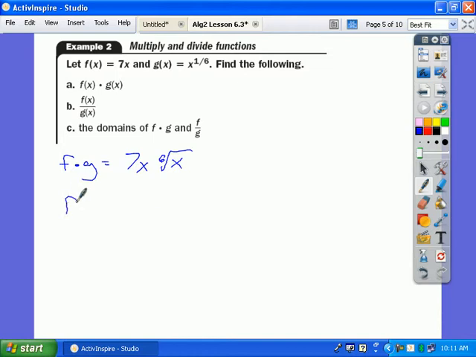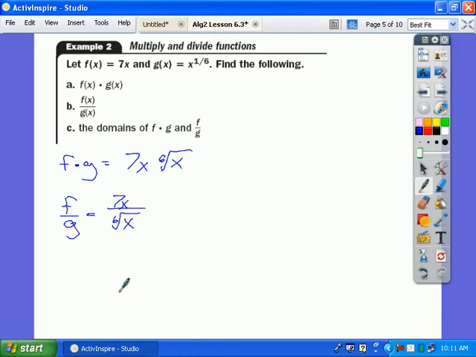And the same thing goes for f divided by g. Right? We get 7x over the 6th root of x. Now, technically, we're supposed to rationalize the denominator here because we're never going to have a square root in the bottom. We're not allowed to have any roots in the bottom.